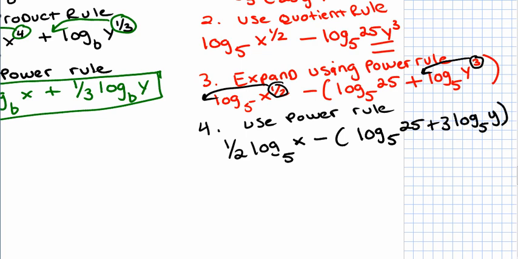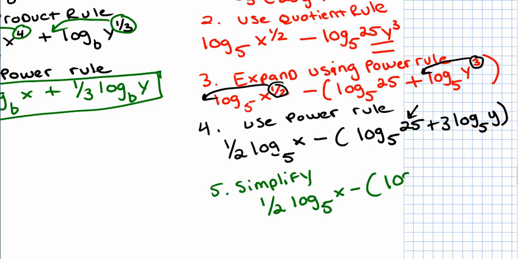The last thing we have to ask ourselves when we're doing problems like this is, can any of the logs simplify? For example, are any of the numbers powers of 5? Like 25 here, is that a power of 5? And the answer to that question is yes, it is a power of 5. 25 is 5 squared, right?